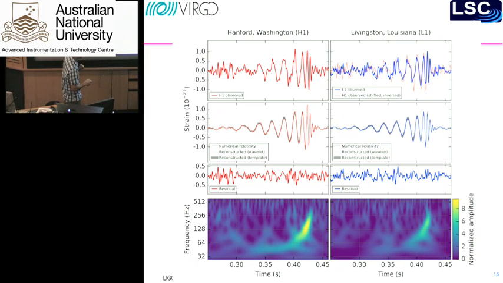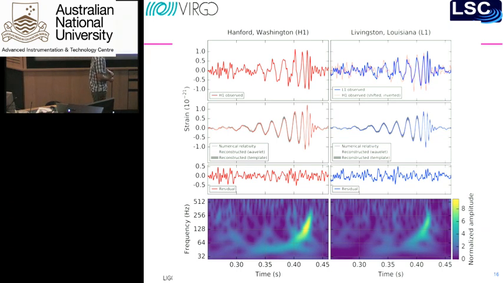And down on the bottom is the time frequency spectrogram of the two detectors. And in the middle are reconstructed predictions of what the waveform should look like from numerical relativity and from some of the post-Newtonian templates that we use in the data analysis.